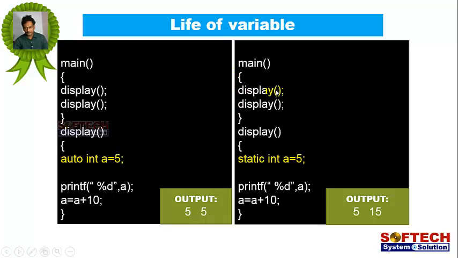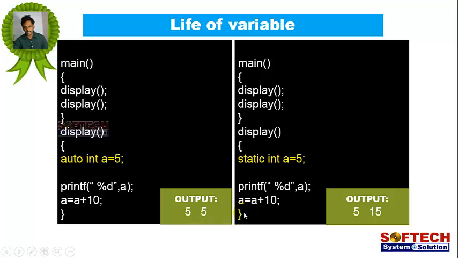The first time it calls the function, it allocates RAM memory. It assigns the value 5 to a, then displays 5. It changes into 15, 5 plus 10, so the value of a is 15. At the time of exit from the function, it does not remove the memory, because the life of static is global.